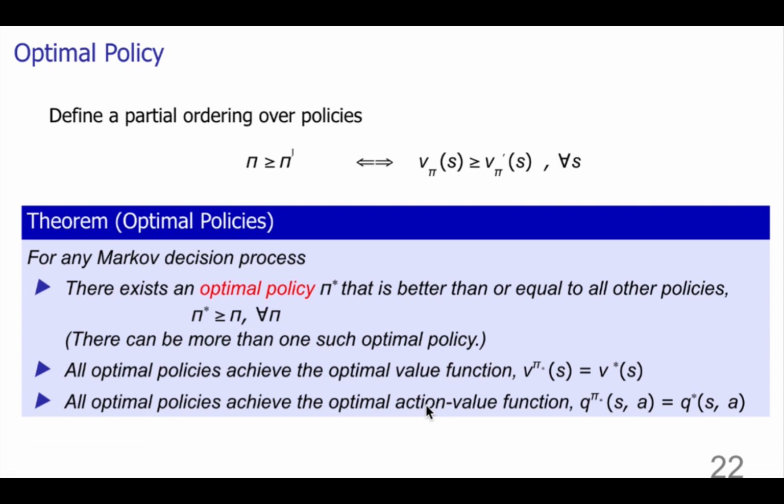So we are talking about optimality of policy. Let's address it from the partial ordering perspective over policies. For example, partial ordering is a mechanism to compare one entity with the other entity, right?